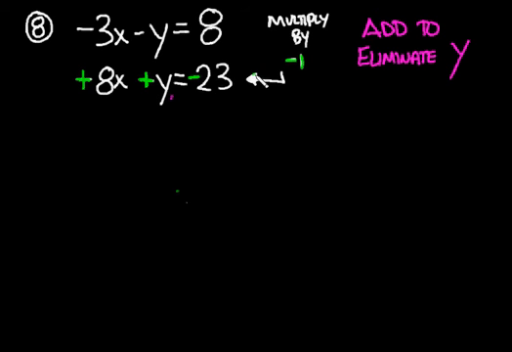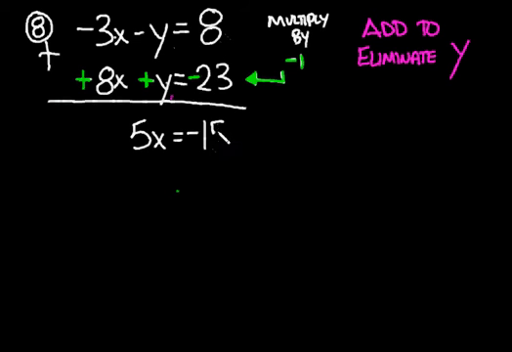So multiplying the equation by negative 1 turns all the signs. Now when we add, the y's get eliminated. You got negative 3 and 8 makes 5x's. Negative y and now positive y go away. They cancel each other out. On the far right, you got 8 and negative 23, which makes negative 15. Yay! Again, wasn't apparent. We multiplied by negative 1, and then we added to eliminate the y's.